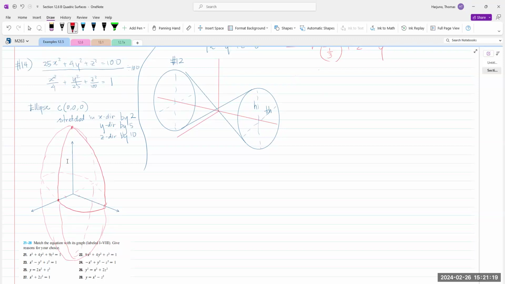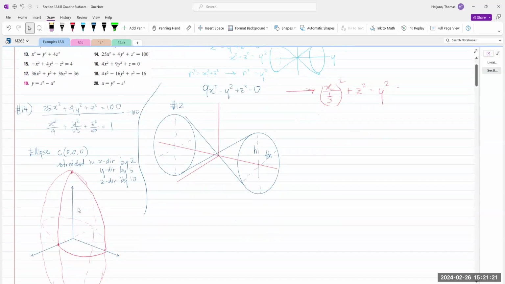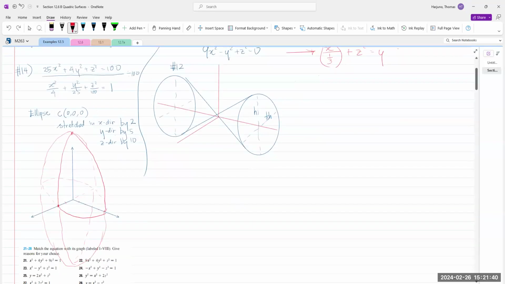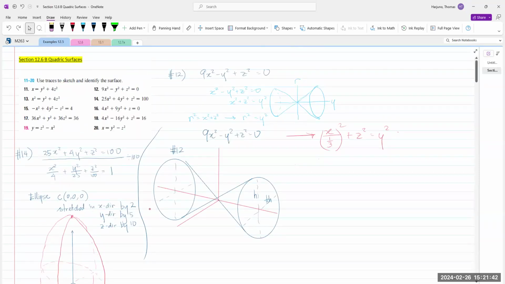Okay, that's for number 14. How about number, I think I did number 16 in class. Number 18 is very similar, huh? Is it? Oh, maybe not, huh? Let's see, number 18. Because we have 16 here, right? Yeah, we have 16 there. So let's see, number 18.